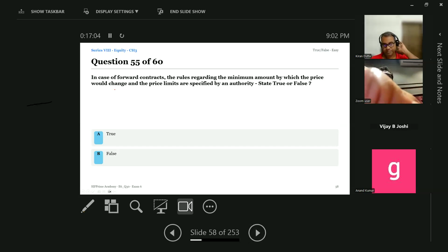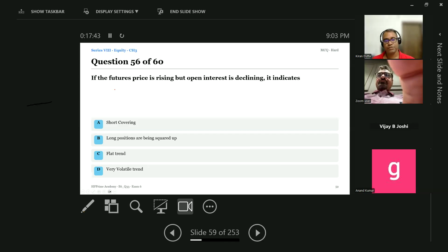Okay, next one. In the case of forward contracts, rules regarding the minimum amount by which the price would change and the price limits are specified by an authority. True or false? Forward contracts. Once you see the forward itself, you should say, no standardization. Answer is false. As simple as that. Don't put so much brain into this. We have done this. The same concept is getting repeated in multiple reversed formats.